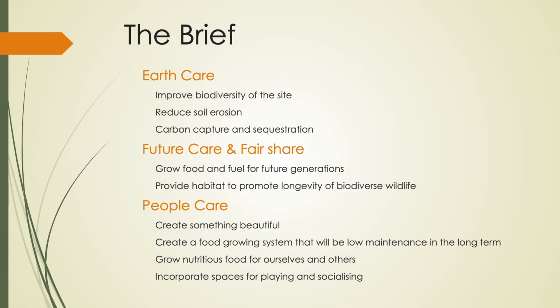From a people care point of view, we're looking to create something beautiful that we can enjoy and future generations will enjoy. We want a food growing system that will be low maintenance in the long term. We want to grow nutritious food for ourselves and for other people. And we want to incorporate spaces for playing and socialising.